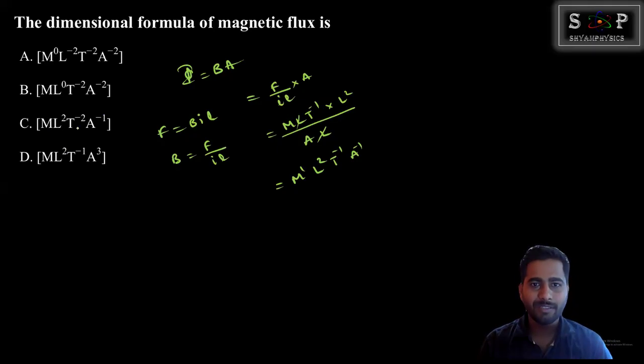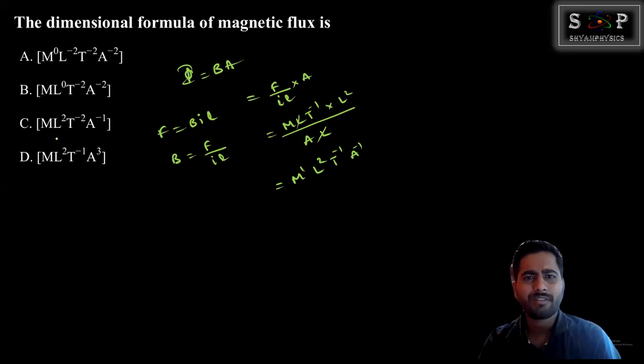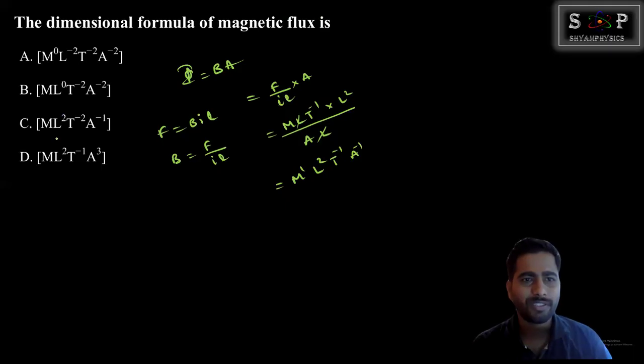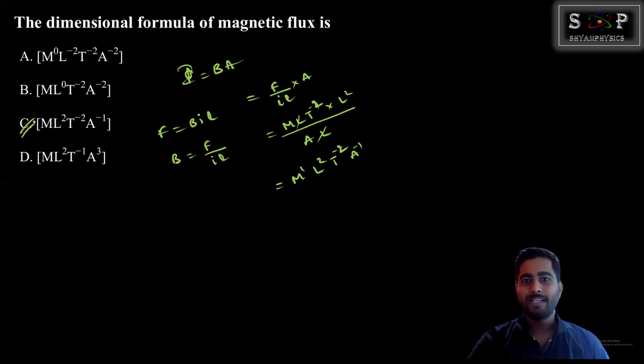Which is matching? L to the power 2, A to the power minus 1, A to the power minus 1, right? What happened? Flux, force per... correct now? Cross check. Did I make any mistake? Here, T to the power minus 2, right? Simple mistake. Option C. Force is M L T to the power minus 2.